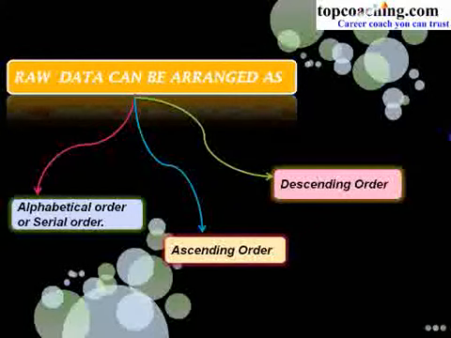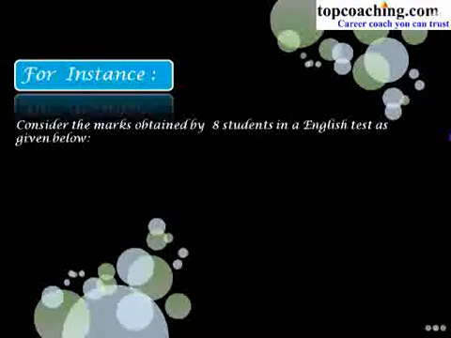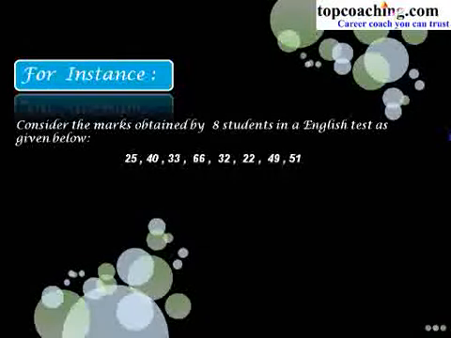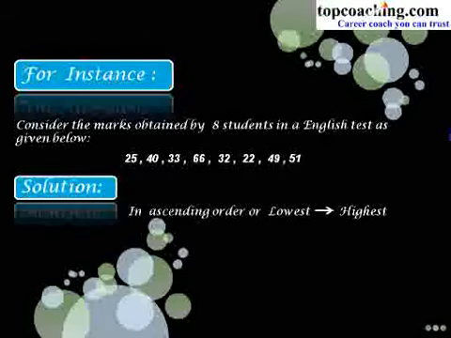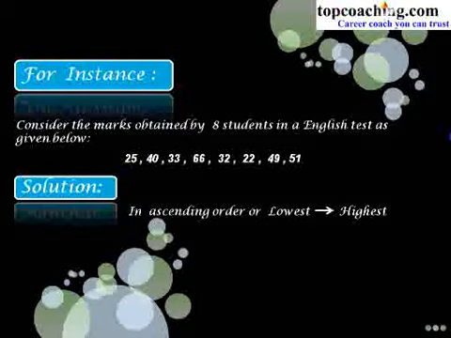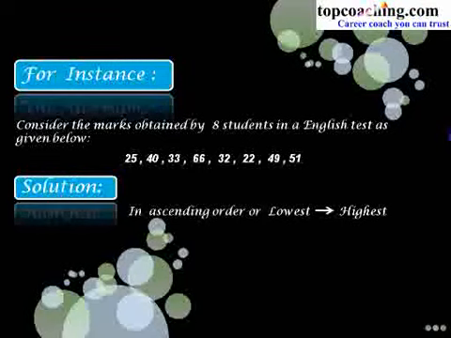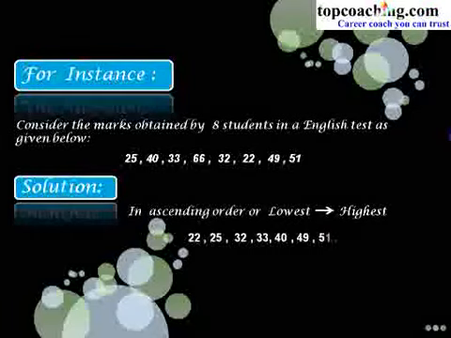Moving to our example number 1, consider the marks obtained by 8 students in an English test as given below. There are total 8 students in a class who got different marks in English test like 25, 40, 33, 66, 32, 22, 49 and 51. So how can we present this data? Firstly, we have to arrange the marks from lowest to highest, or in ascending order, like this.